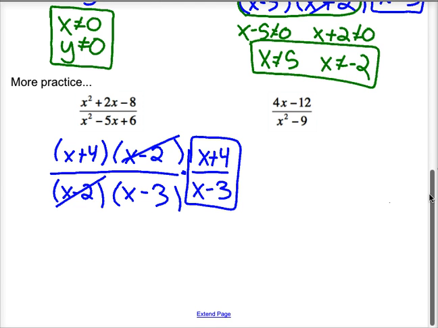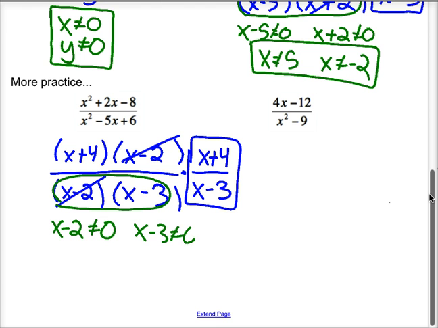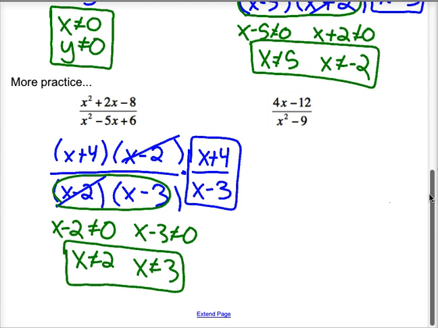But don't forget, then I have to go back and use the entire original denominator and set each of those pieces to say I can't let any of the pieces equal 0. So I can't use an x of 2 and I can't use an x of 3. Again, reemphasizing, you go back to the original denominator. If in the beginning you couldn't use the x value, you can't use it even if it cancels out.